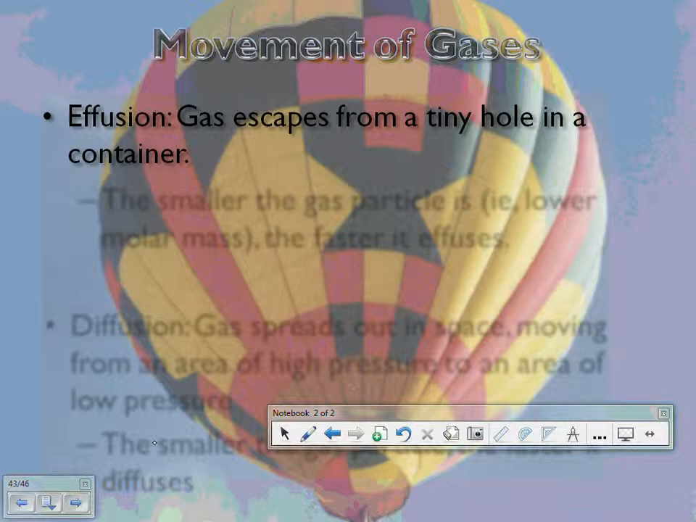Let's talk about how gases move. One thing gases could do is to effuse, which basically means to leak out. They escape from the hole in the container, and that's called effusion.